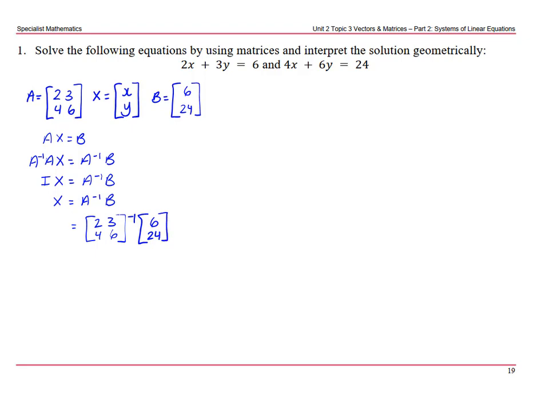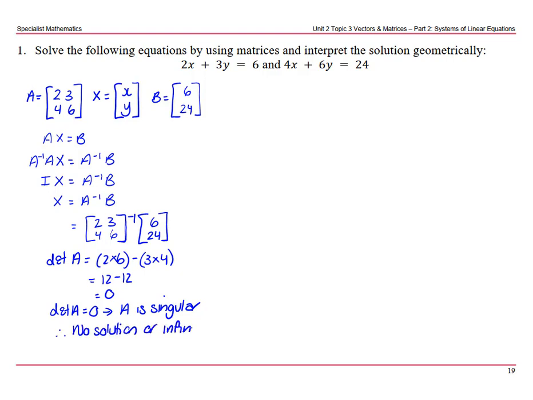Now to do the inverse of A, we need the determinant. So the determinant of A is 2 times 6 minus 3 times 4. So that's 12 minus 12, which is 0. Now, because the determinant equals 0, that means A is singular. That means there's no solution or infinitely many solutions. So in this case, we're looking at our inconsistent system. So now we have to work out, well, why isn't there a solution? Is it because the lines are parallel, or is it because they're the same line?